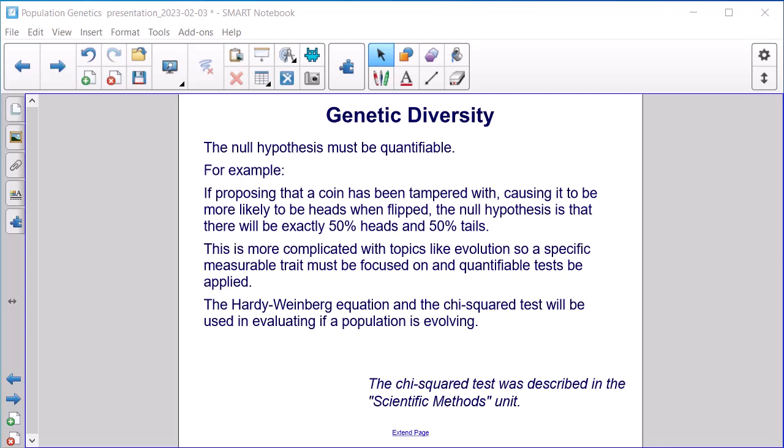This is more complicated with topics like evolution, so a specific measurable trait must be focused on and quantifiable tests must be applied. The Hardy-Weinberg equation and the chi-squared test will be used in evaluating if a population is evolving. We'll describe the Hardy-Weinberg equation later in this presentation. The chi-squared test was described in the scientific methods unit.